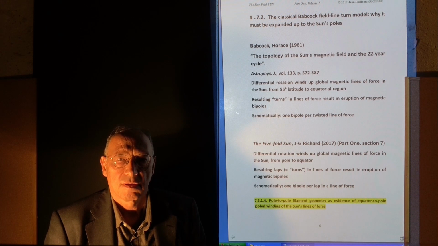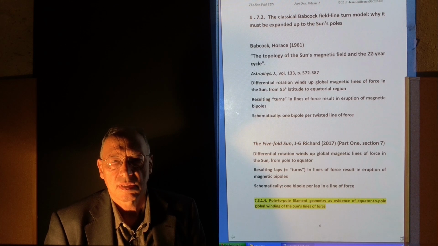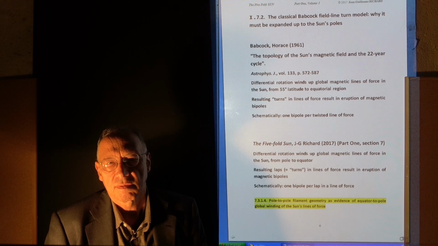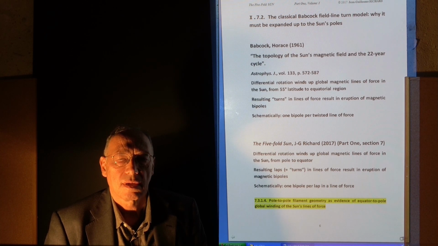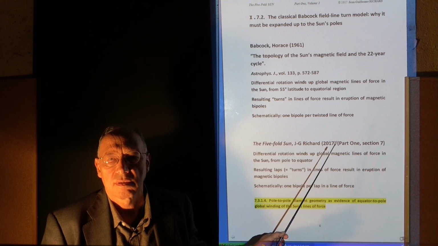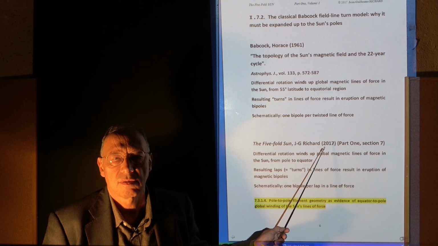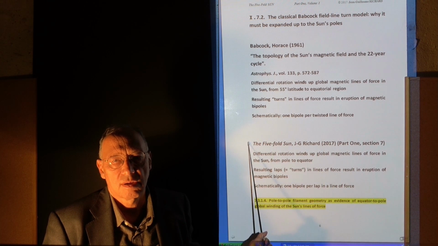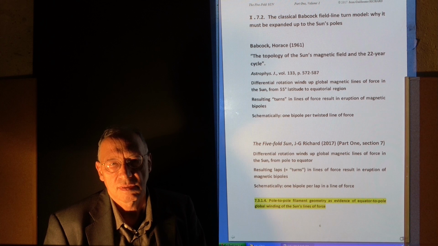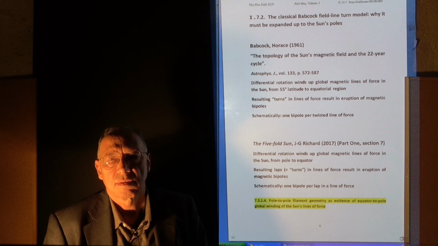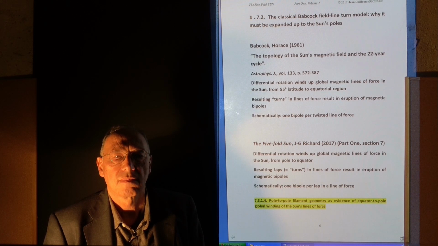There have been many followers of Babcock. There have also been many attempts at completely different concepts for the solar dynamo. So far, none of the former and none of the latter attempts have squared up with observations. So we come up in 2010 in part 1, published only in 2017 as part of the entire Fivefold Sun project comprising 6 parts, that this model is basically verified by observations, the 1961 model.